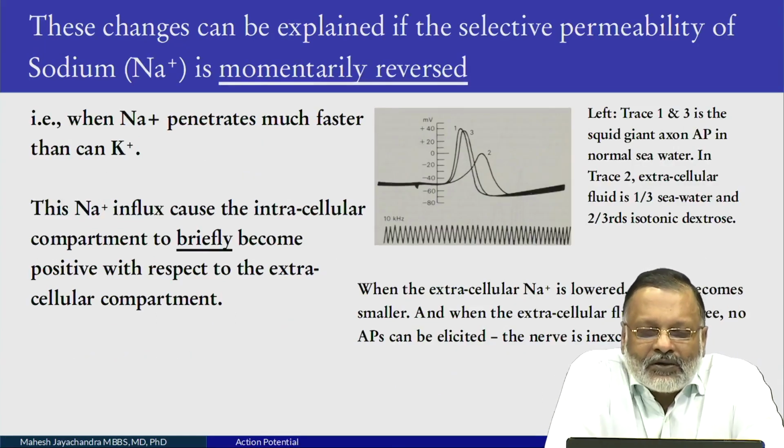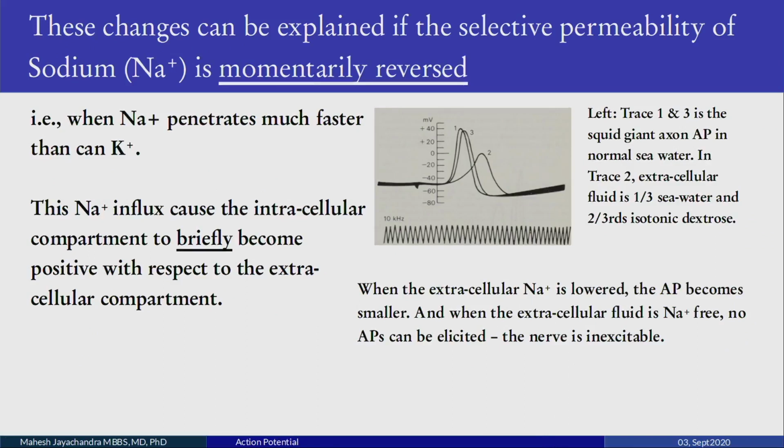Okay, so how do we explain these impedance changes? I mean, what happens? Because it comes back to baseline. These can be explained if the selective permeability to sodium is reversed for a brief period. That is, sodium penetrates much faster than potassium. This sodium influx causes the intracellular compartment to become positive briefly with respect to the extracellular environment, right?